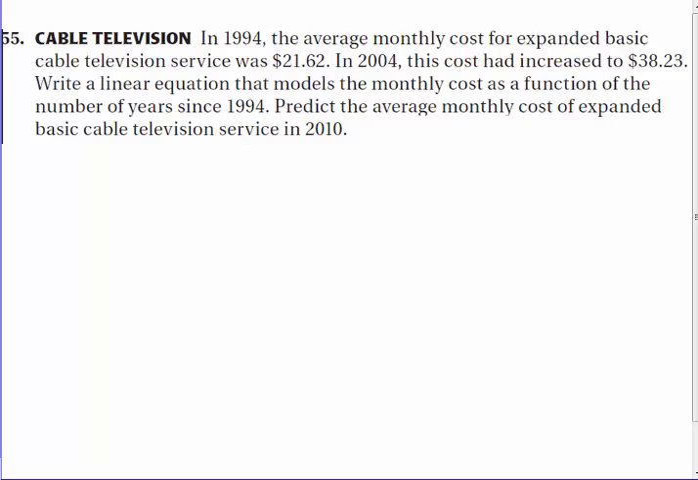So cable television. In 1994, the average monthly cost for expanded basic cable television service was $21.62. In 2004, this cost had increased to $38.23. Write a linear equation that models the monthly cost as a function of the number of years since 1994. Predict the average monthly cost of expanded basic cable television service in 2010.